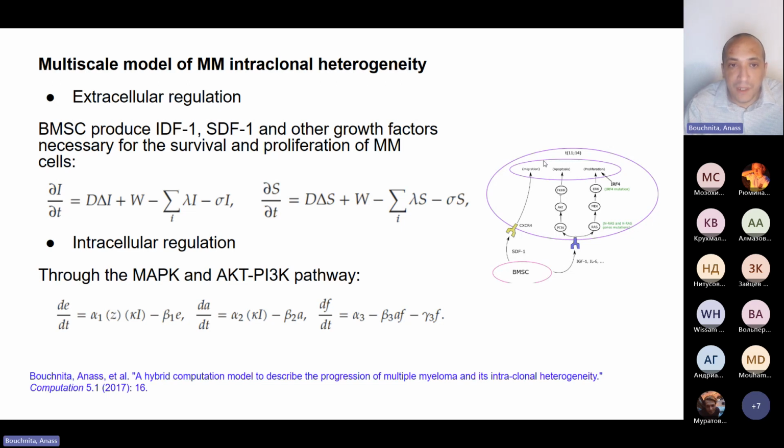So how do we model these extracellular proteins secreted by bone marrow stromal cells? We do this using these specific partial differential equations. As you can see, we have a production term, we have a consumption term, and we have a decay term. Here we model two types of growth factors. The first one is basically used by multiple myeloma cells for their chemotactic movement. This is the SDF1. And the IDF1 is the growth factor which promotes the survival, or I think it should be IGF. So this is a typo, IGF1. It's the growth factor which promotes the survival and proliferation of multiple myeloma cells.